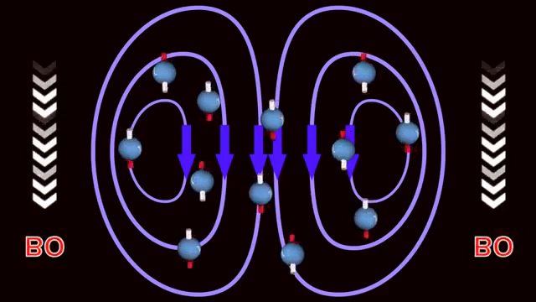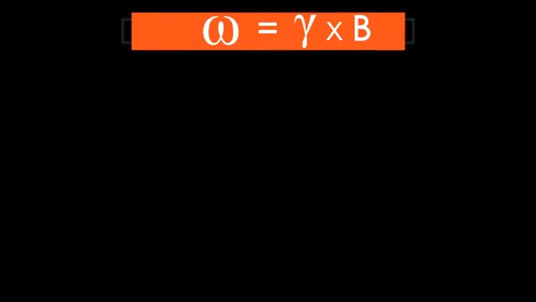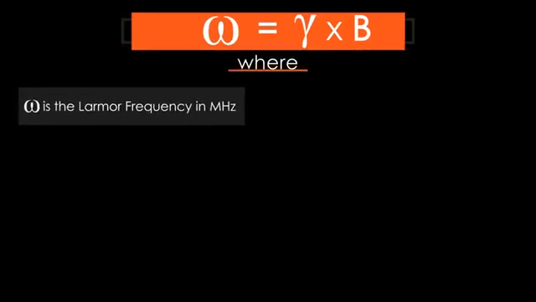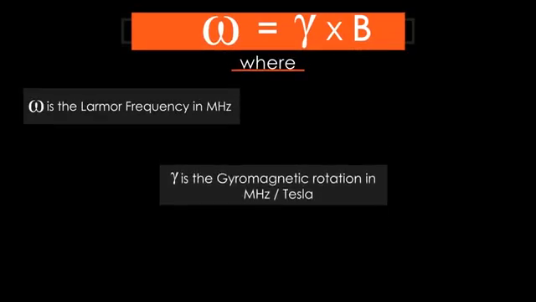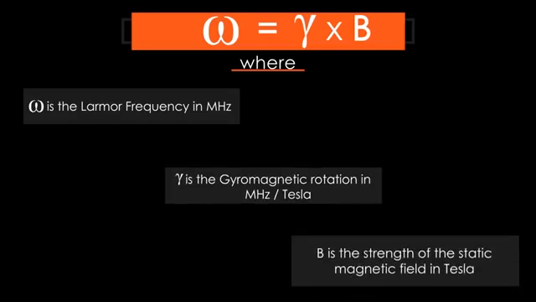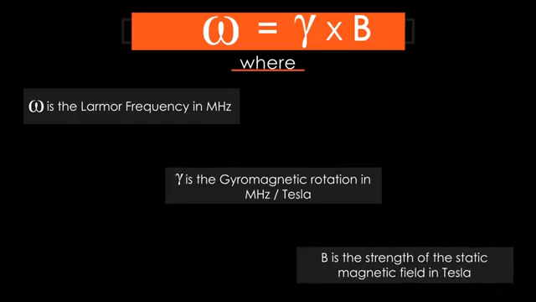The B0 field not only affects the hydrogen protons' alignment, but also affects how fast these protons spin, called the Larmor frequency or precessional frequency. The precessional frequency depends on the strength of the magnetic field and is calculated from the Larmor equation.